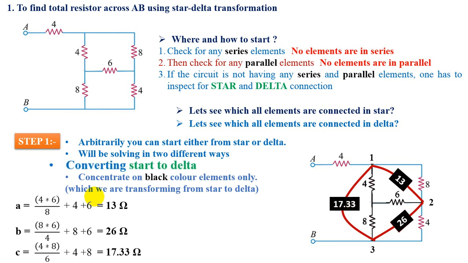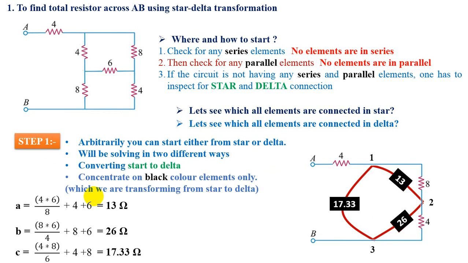What we have done is converted the equivalent star to its equivalent delta. That is, the equivalent of 4, 6, 8 is divided amongst delta as 13, 26 and 17.33 ohms. Then how do we redraw the circuit? Once you have converted star to delta, what is required now? Delta. What do you do with the star? You just eliminate them. You can see in this diagram, you just eliminate those star. This is how we are reducing the element from star to delta.